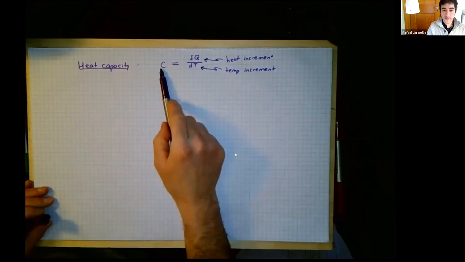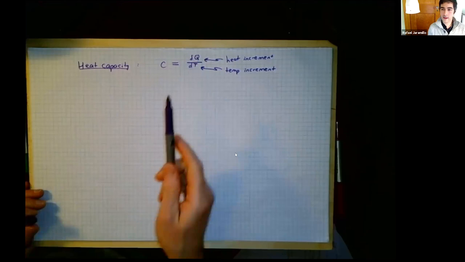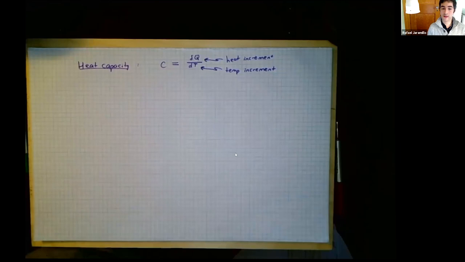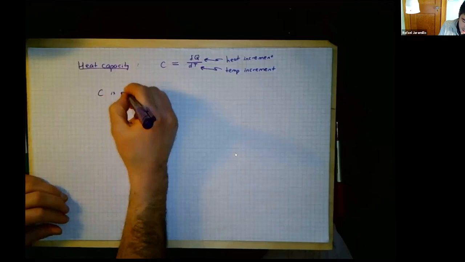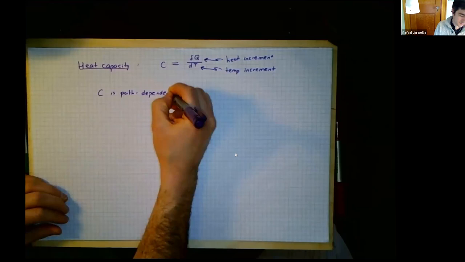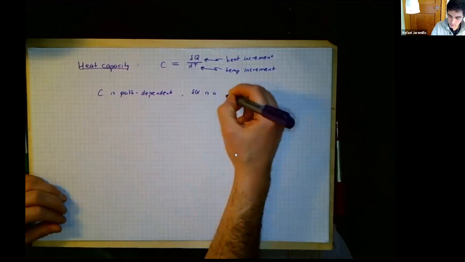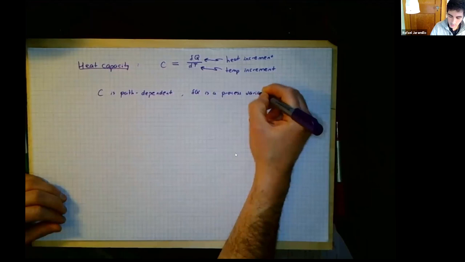One corollary of the postulate that there exist state functions is that state functions can only depend on other state functions. So if something depends on a process variable, it itself is a process variable. Right. C is path dependent. dQ is a process variable.